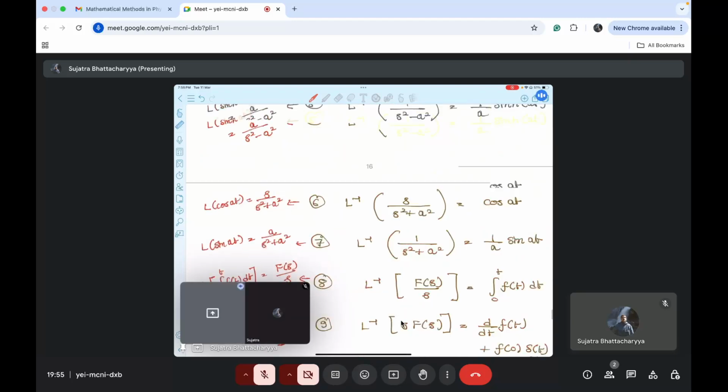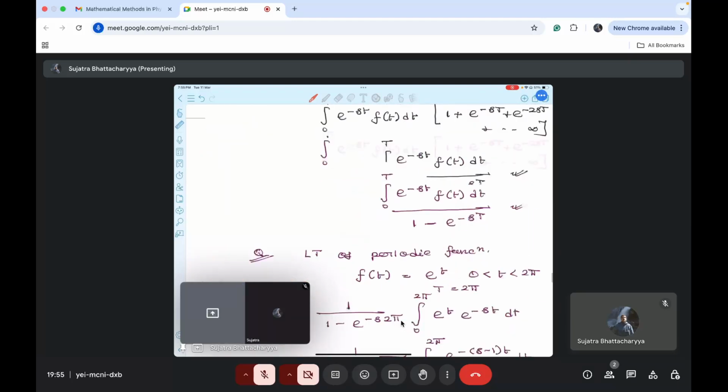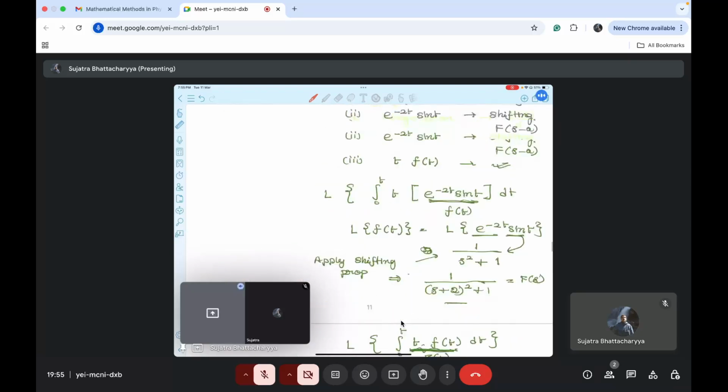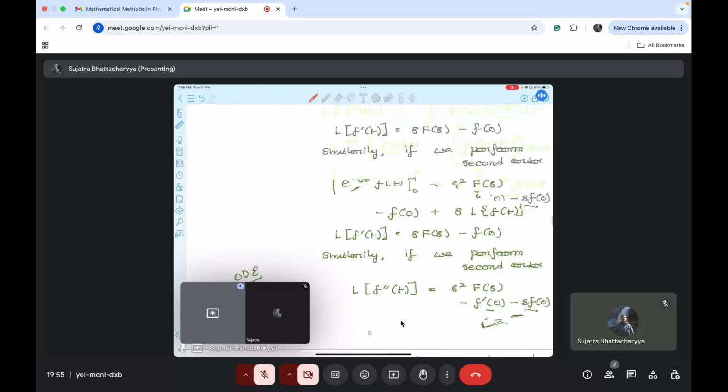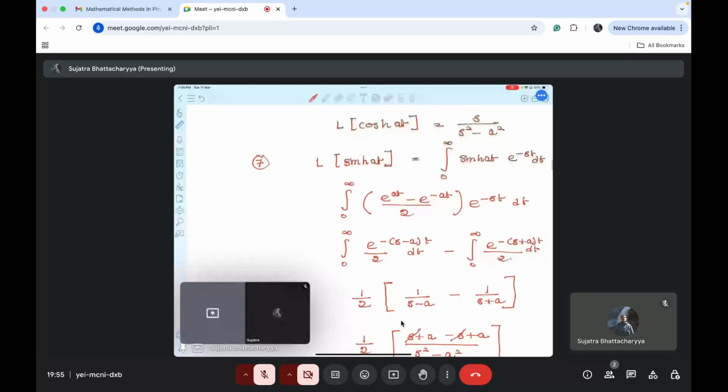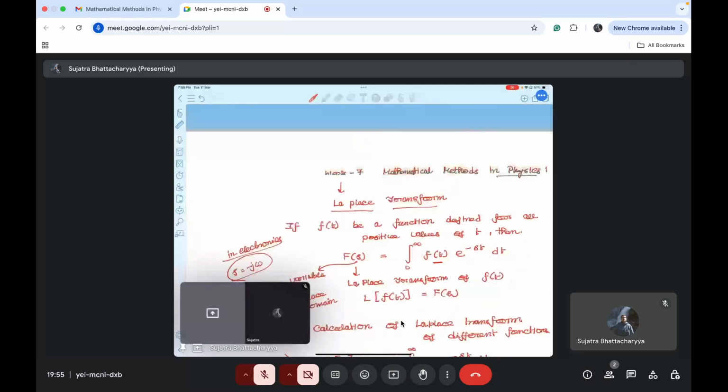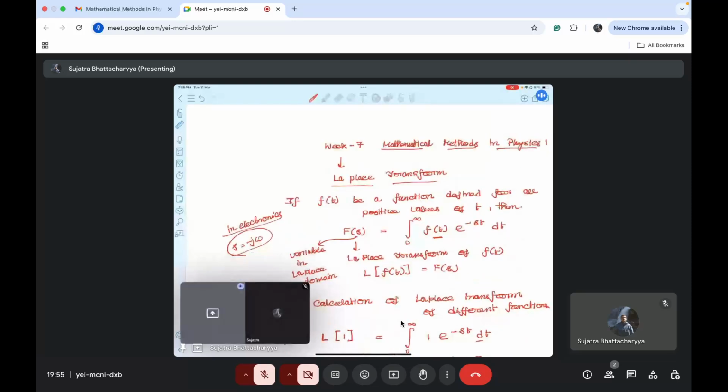So today we have discussed many properties of the Laplace transform and inverse Laplace transform. In the next extra class on Saturday, 3 to 5, we will try to see the inverse Laplace transform properties and try to solve for the ODEs. So with this, I would like to end today's lecture. Thank you.